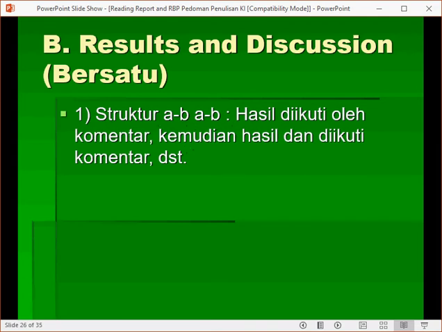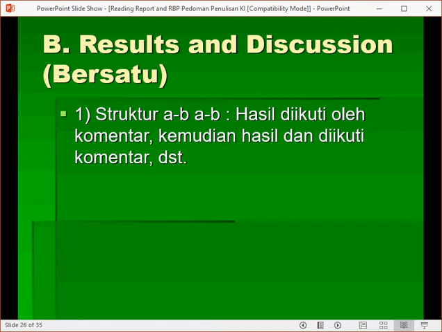First, structure AB. The result is followed by a comment, then the result is followed by a comment, and so on and so forth. So finding or result, comment, result, comment. If you want to unite result and discussion, the finding or result of our research is followed by the comment. Comments related to the theory, comments related to other research, and so on and so forth.